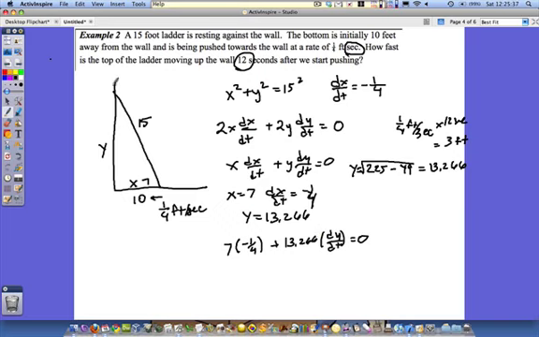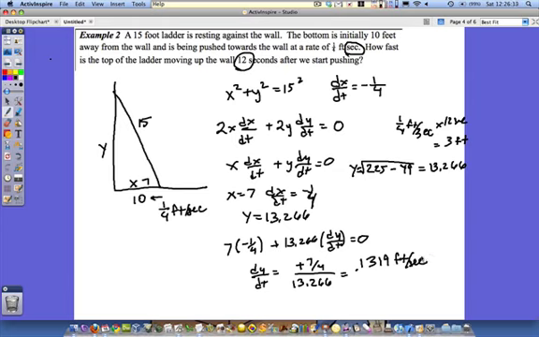How fast is the top of the ladder moving up the wall? So basically, how fast is y changing? And that's what we needed to find out. So now we can just simplify this. dy/dt equals +7/4 over 13.266, and if I divide that out, I get 0.1319 feet per second. And that's how you do that problem.